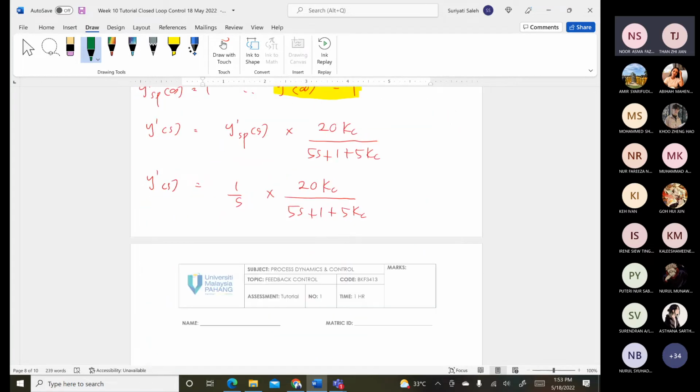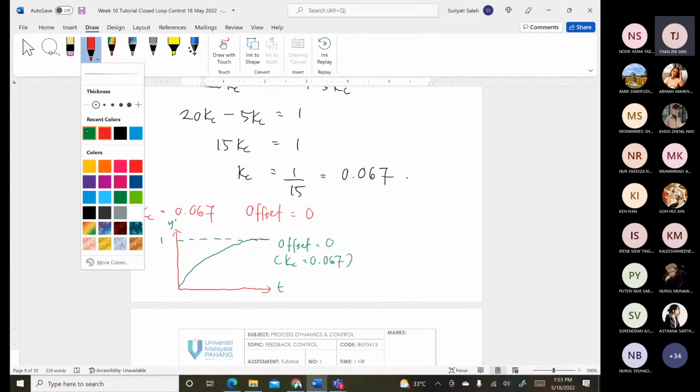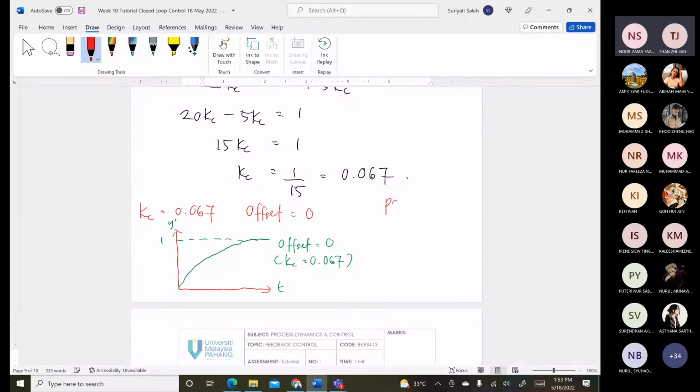So based on this, you get Kc 0.067, which is a positive Kc value. Positive value of Kc. Then that means the value is logical and reasonable.